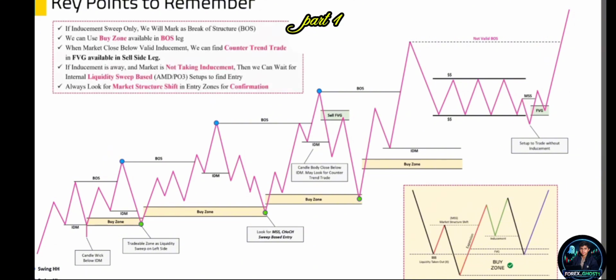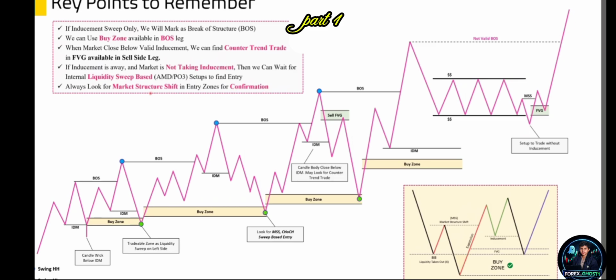I've summarized some of what you've read so far at the top. This summary explains that, basically, the buy zone formed during a breakoff structure can also be traded. When should a countertrend be traded? When the market creates a fair value gap in the sell-sell leg. Okay, after that, if the market doesn't take endorsement, how should it be traded? The market should create an AMD power of 3, or an internal range, and provide an MSS after sweeping it.